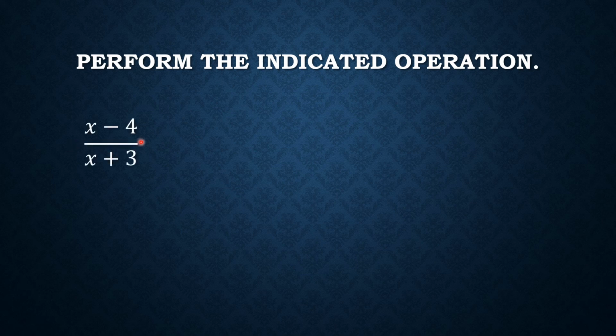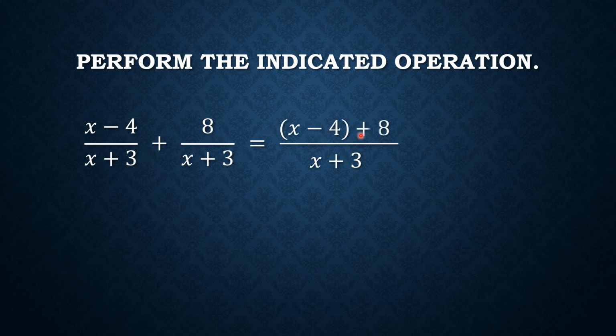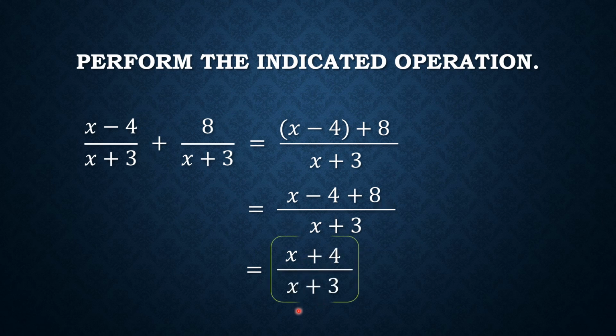For example, x minus 4 over x plus 3 plus 8 over x plus 3. So in this case, since the denominators are the same, then the two fractions or the two rational expressions are similar. So to add similar rational expressions, copy the denominator, then add the numerators. So x minus 4 plus 8. By eliminating the parentheses, kasi hindi naman makaka-apekto, walang magbabago, x minus 4 plus 8 pa rin, all over x plus 3. By combining similar terms, we have x here, and then negative 4 plus 8 is positive 4, all over x plus 3.